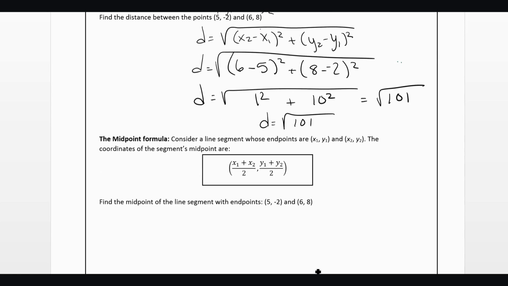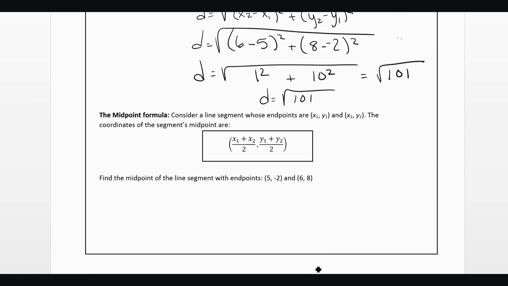Now we're going to look at the midpoint between 2 points, because sometimes we'll want to find the middle between 2 points. This is going to be a point, so we need an x-coordinate and a y-coordinate. To get the x-coordinate, we're going to take the average of the two x-coordinates, so x1 plus x2 over 2. And for the y-coordinate, we're going to take the average of the y-coordinates of the 2 points, so y1 plus y2 over 2.